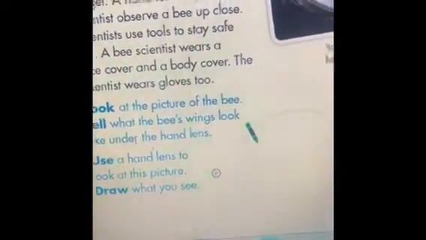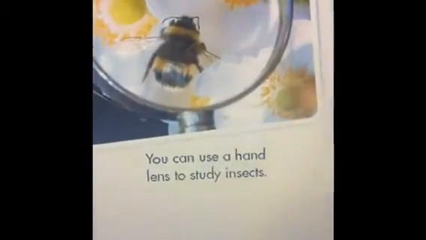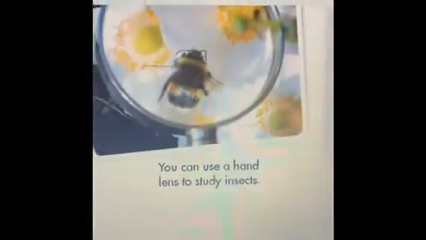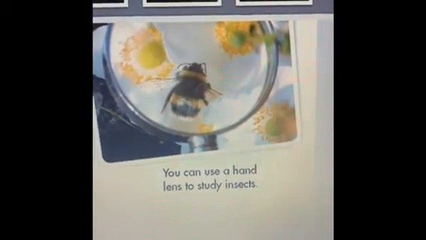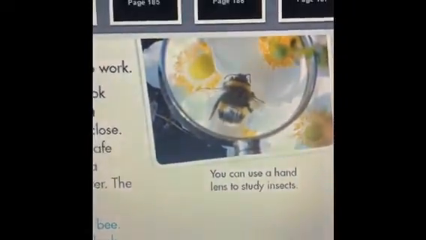Okay, look at the picture of the bee here. Tell what the bee's wings look like under the hand lens. Under the hand lens we can see the wings of the bee. Okay, describe it. What can we say about the wings? They look thin, yes. So we can write the answer here together.